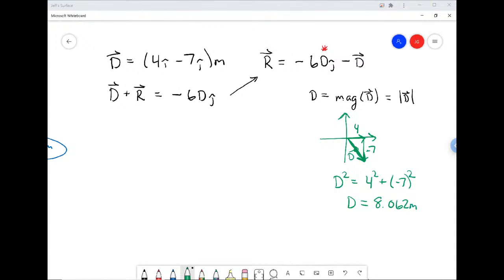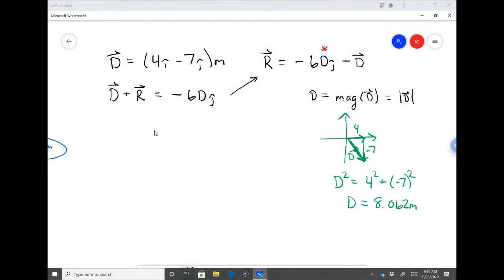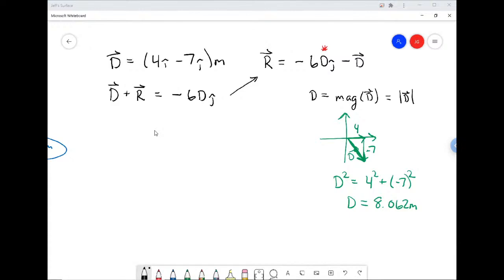So D has an x and a y component. Its magnitude you can figure out using the Pythagorean theorem, as I drew in the picture. All right. So that's what this is right here. This is 8.062. It's the magnitude of D. All right. So now we can solve this problem, and it's not that bad.